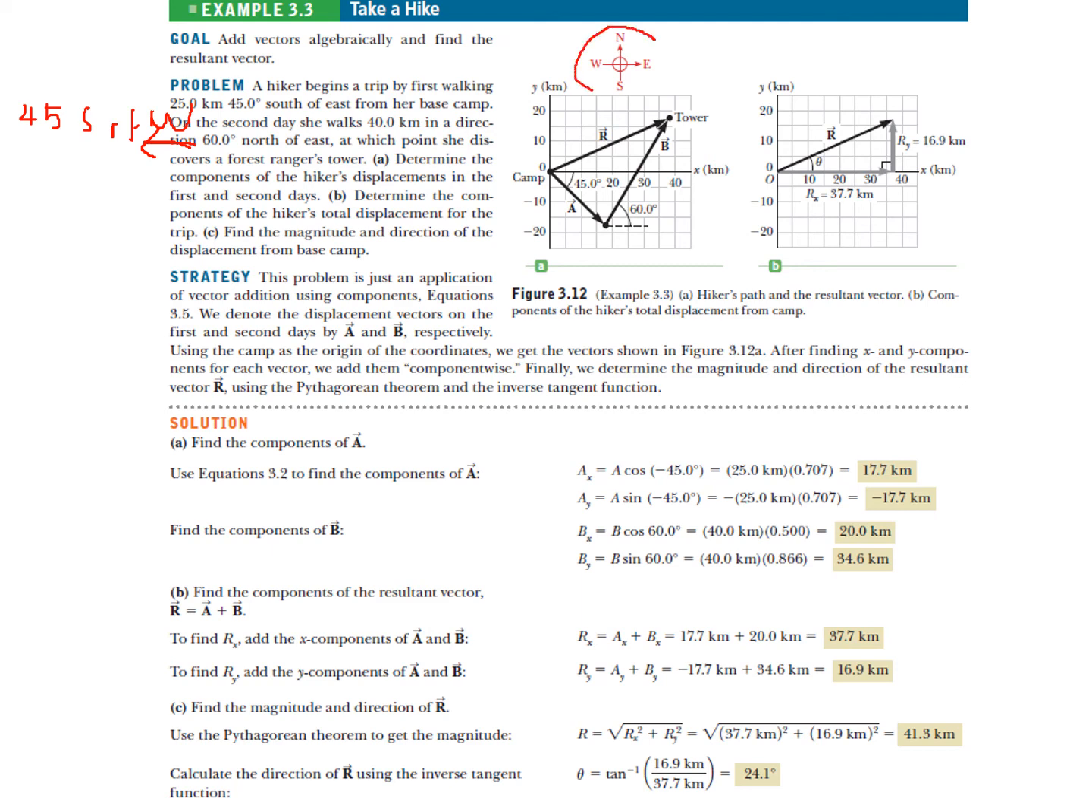Where south of west is depends on the compass here. So this one should be south, this one should be west. So this is 45 degrees. You should give the angle from west. So we should be here, 45 degrees and about 25 kilometers. And the second day she walks 40 kilometers in the direction of 60 degrees north of east.